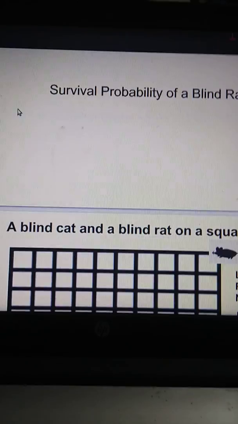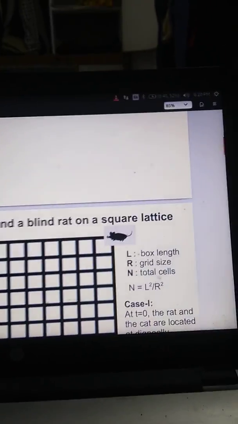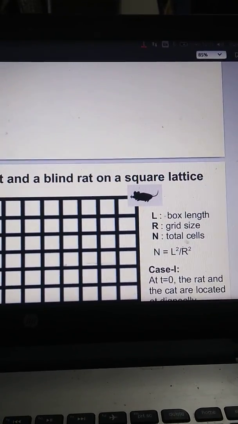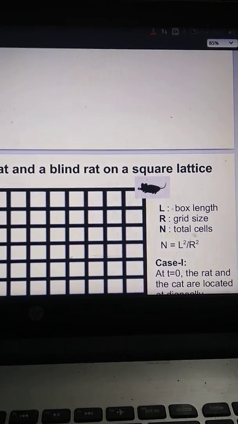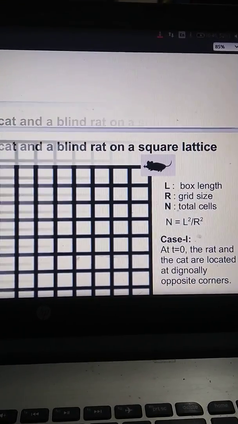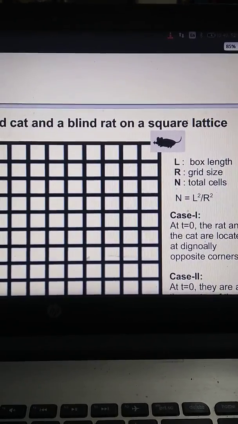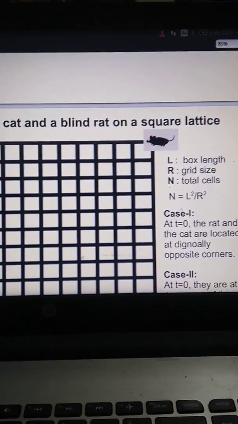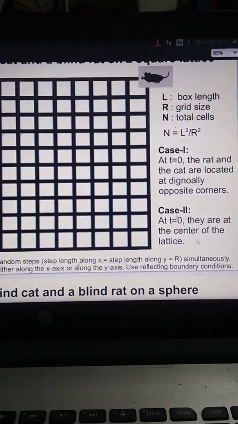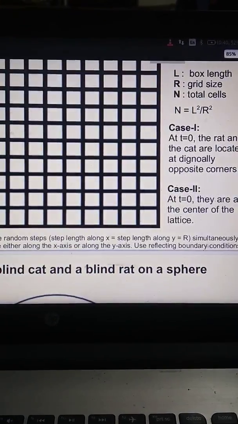So the first question is that there is a blind cat and a blind rat on a square lattice. The box is of length L and the grid size is R, so the total number of cells can be given by L square by R square. There are two cases. At time t equals 0, the rat and cat are located at diagonally opposite corners, and the second case is that the rat and the cat are at the center of the lattice.